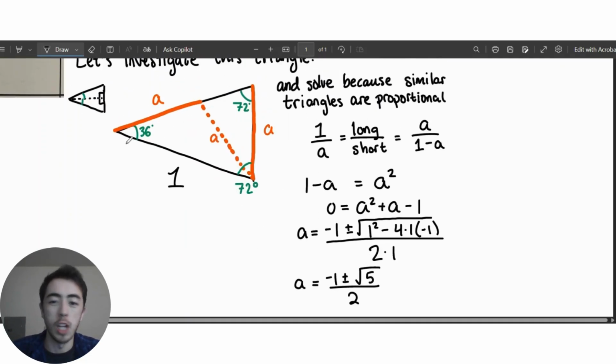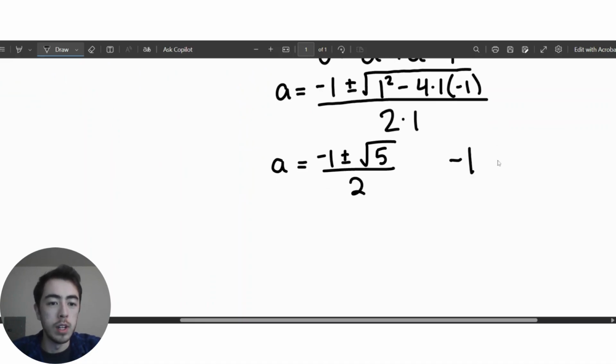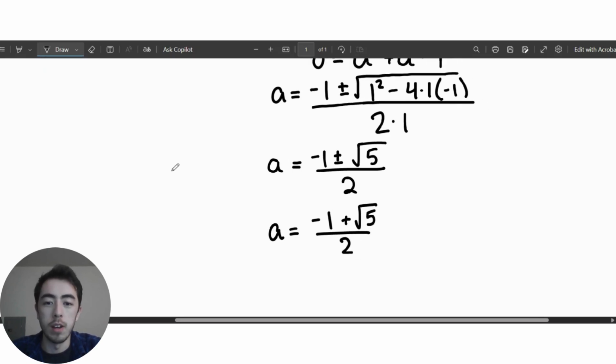It's just that I'm in a geometry problem, and I'm not really worrying about the negative solution, because here I can just assume that distances are always positive. And so negative 1 minus root 5 is going to be way more negative, and I'm just not going to consider that. I'll consider it an extraneous solution. I really only want the positive version. So negative 1 plus root 5 divided by 2 is my value of a.